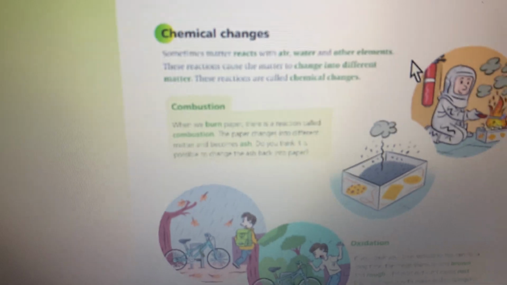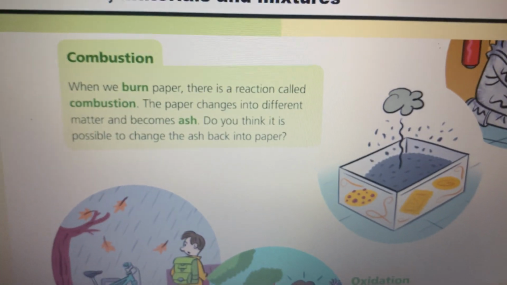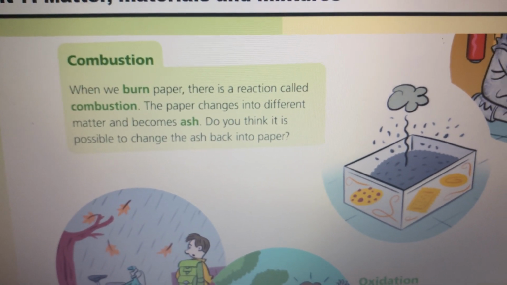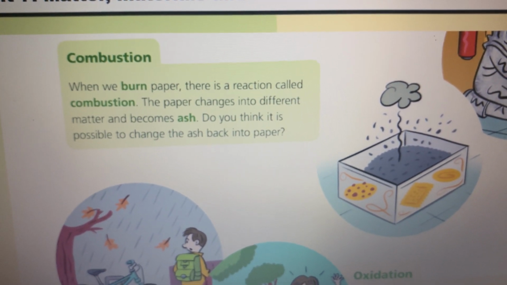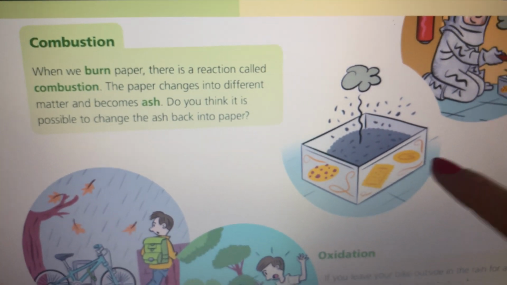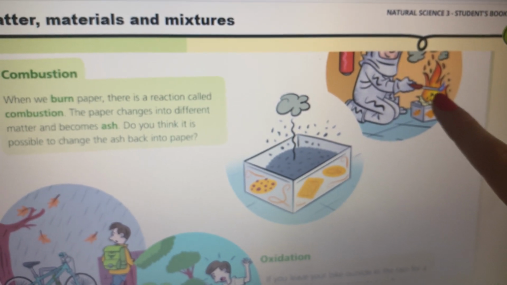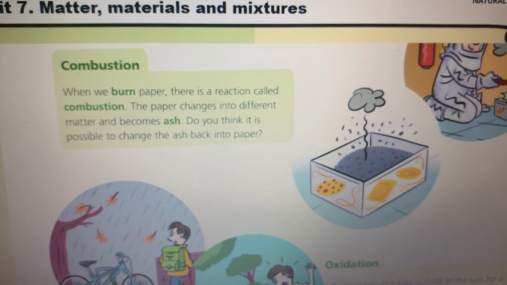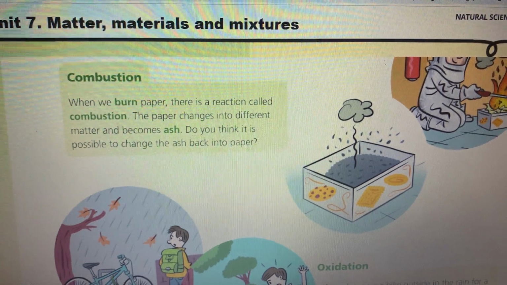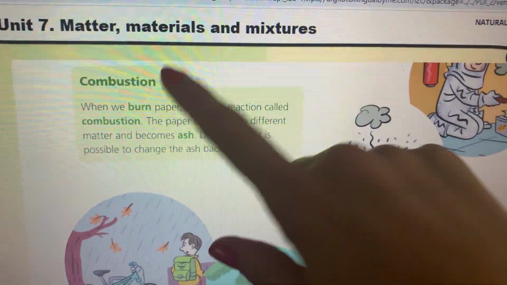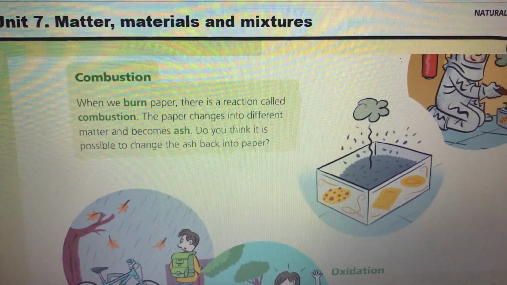Combustion. It says that when we burn paper, there is a reaction called combustion. The paper changes into different matter and becomes ash. Do you think that it is possible to change the ash back into the paper? If you put a piece of paper here on the fire, the paper is going to disappear. So this is an example of chemical change produced by combustion. We don't see the paper anymore, but we have ash, and the ash disappears.